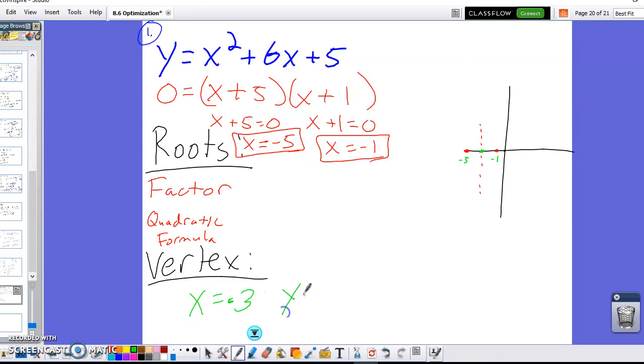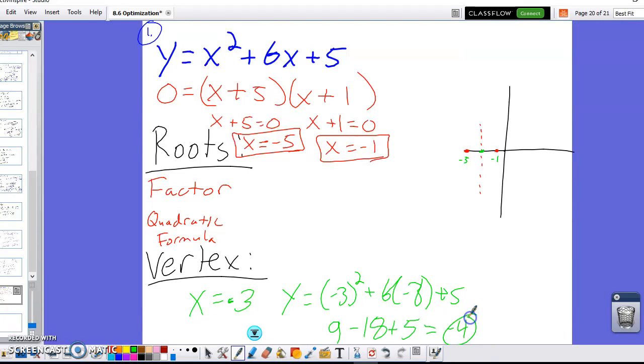I'm going to find the y-coordinate by plugging -3 into my original equation. Sorry about that, the pen's dragging. -3 squared is 9 minus 18, because 6 times -3 is -18, plus 5. 9 minus 18 is -9, plus 5 gives me a -4. Okay? So, before I graph those, let me clarify one thing. It came up here today with the student. My vertex coordinate is going to be -3, -4.